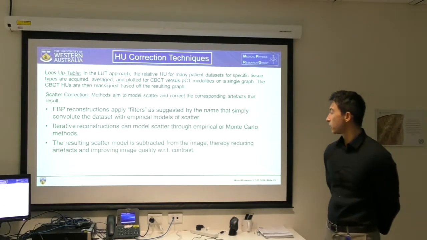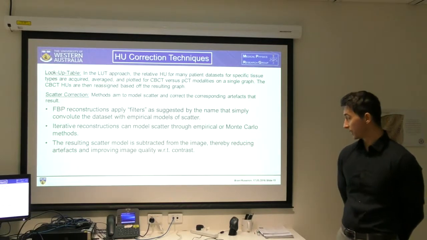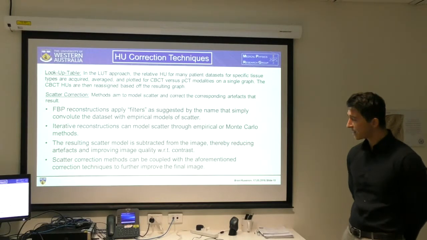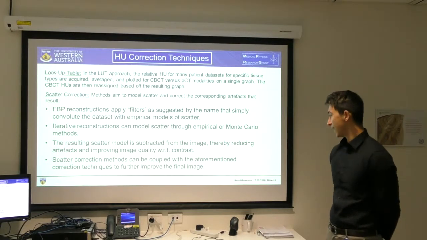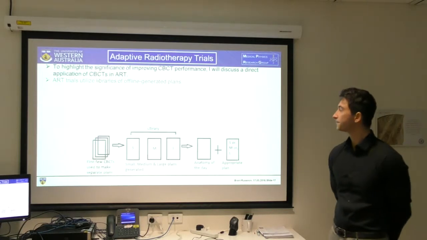The resulting scatter model is subtracted from the image, thereby reducing artifacts and improving image quality with respect to contrast. Scatter correction methods can be coupled with the aforementioned correction techniques to further improve the final image.